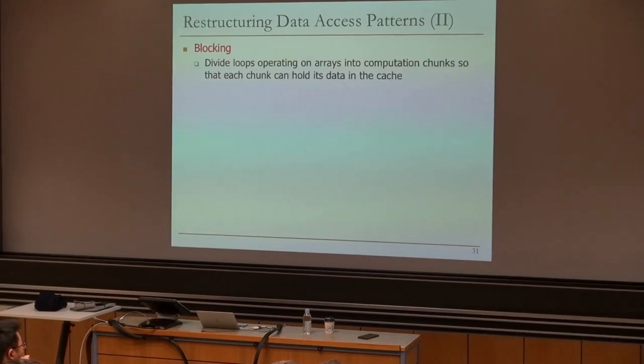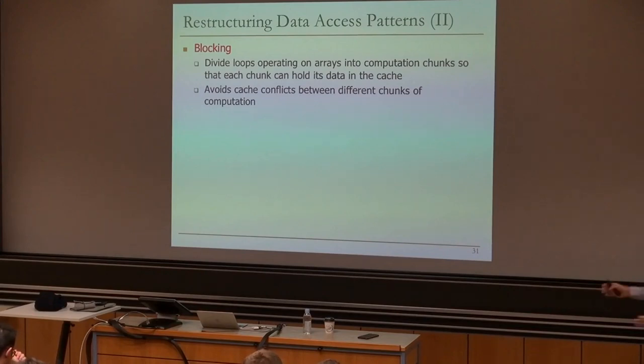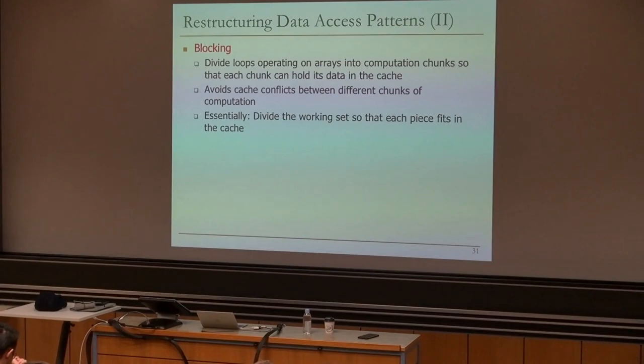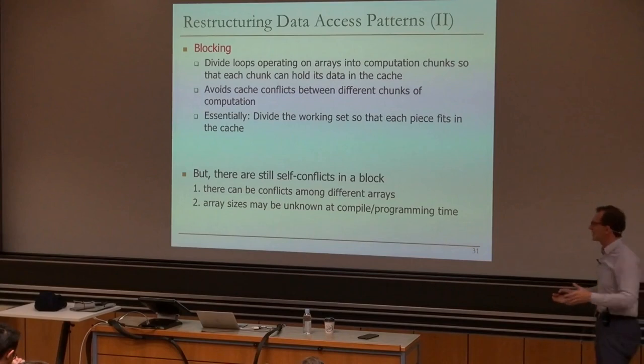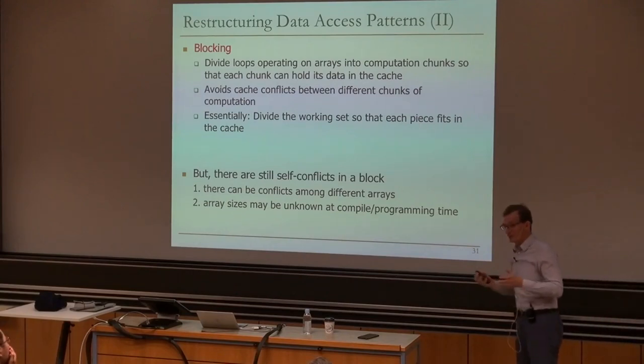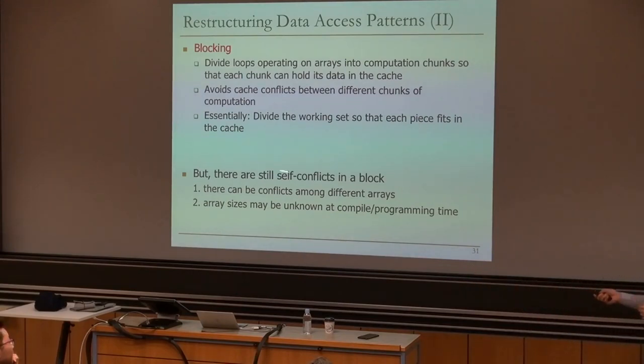Okay, blocking, we've discussed this very quickly. Again, divide the loops operating on arrays into computation chunks such that each chunk can hold its data in the cache. This avoids conflicts between different chunks of computation. You can think of it that way. Essentially, divide the working set such that each piece of the working set fits in the cache. But of course, there are other issues that you may need to think about, depending on the access patterns. There can be conflict within a block. There can be conflicts among different arrays. And array size may be unknown at compile or programming time, and that makes blocking a bit harder.